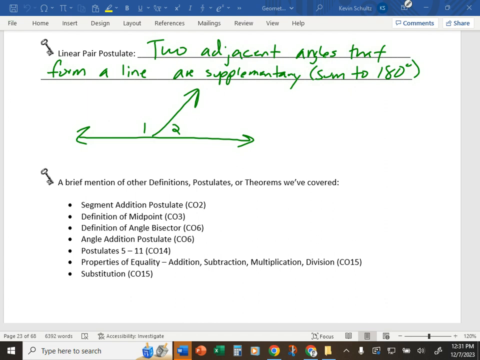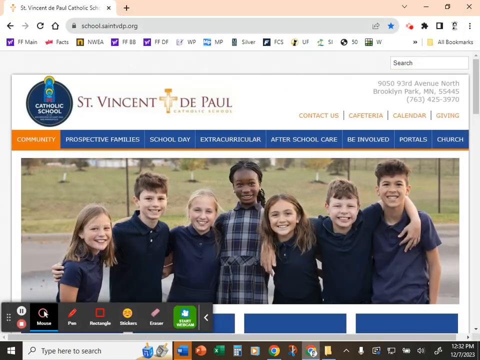A reminder, when we do proofs, which we will do momentarily here, definitions, postulates, theorems, they're all valid reasons. Definition of the midpoint, the distributive property, vertical angles theorem, linear pair postulate, they're all possible. So things that we've done in the past, remind yourselves of things like segment addition postulate, definition of a midpoint, angle bisector, all those postulates 5 through 11, and so on and so forth. Okay? All right, your next page where we actually start proving stuff. I'm going to pause the video.